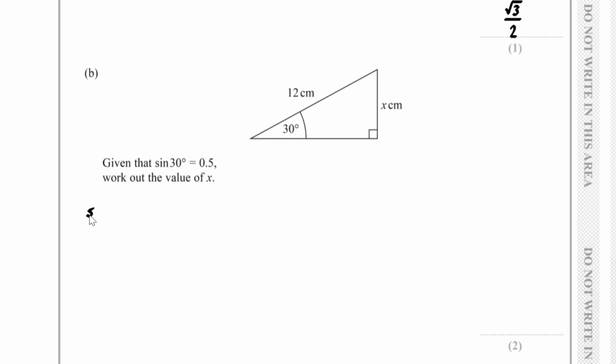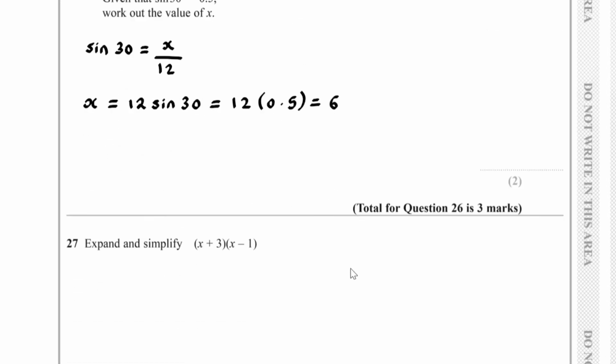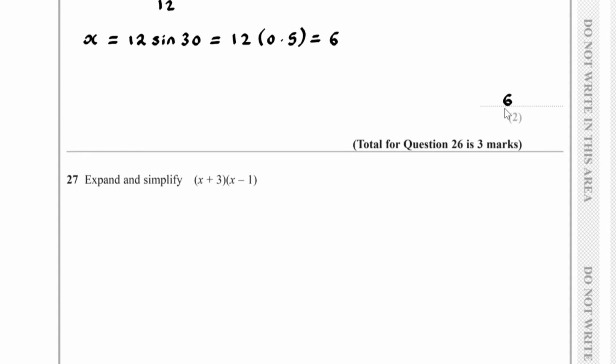Well, sine of an angle is defined by the opposite, which in this case is x, over the hypotenuse, which is 12. So, if we were to find out what x is equal to, 12 times sine 30. So I've got 12 times 0.5, which is 6. So we have 6.